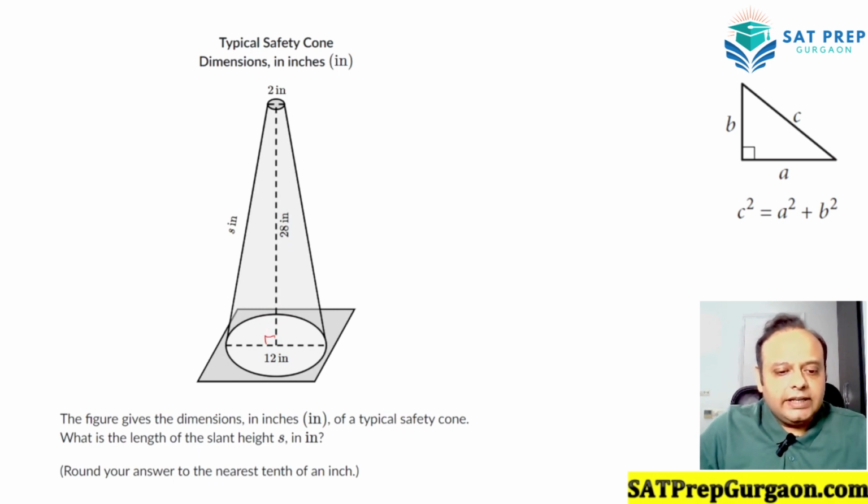Now, it says the figure gives the dimension in inches of a typical safety cone. What is the length of the slant height S in inches? Now, what we know is this is 12 inches, this is 28 inches, this is 2 inches, and we need to find out S. We don't see a right angle triangle anywhere. But can we just imagine and construct one? So it would look something like this.